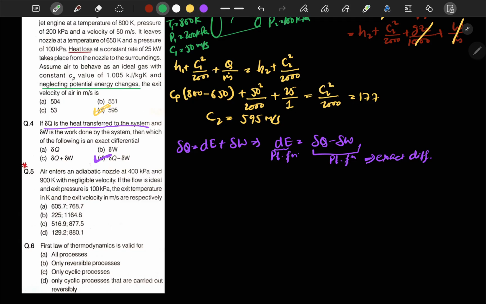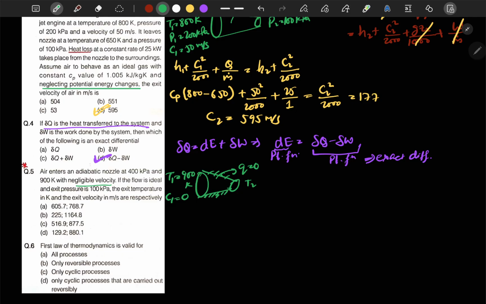Next we will be moving to question number 5. Air enters the adiabatic nozzle at 400 kilopascal and 900 Kelvin with negligible velocity. So we have been given the nozzle is adiabatic. Since the nozzle is adiabatic, Q is equal to 0. So we get T1 is equal to 900 Kelvin and C1 is equal to 0, negligible velocity it is mentioned.